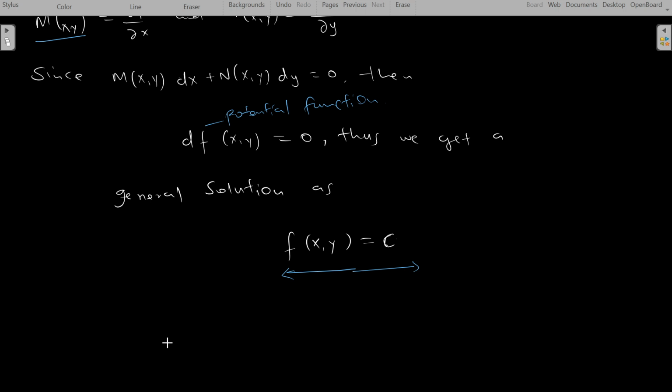Now, once we have this knowledge, let's look at an example on how to solve an ordinary differential equation using the exact method, for us to get these concepts right.